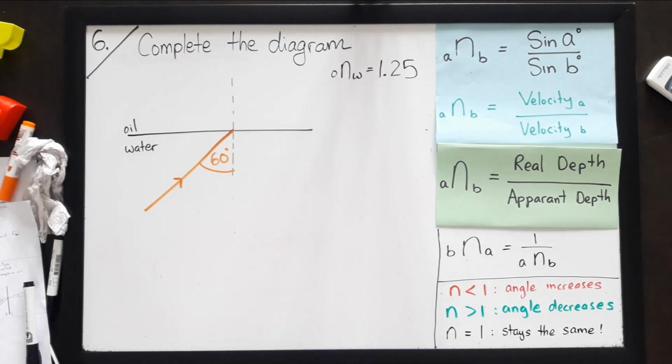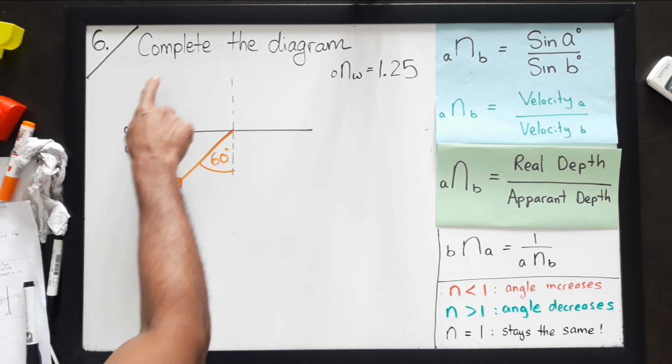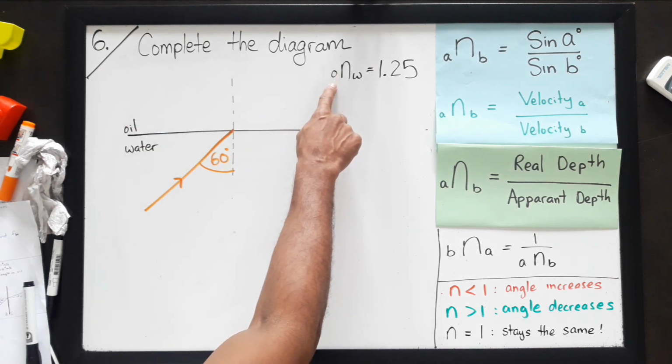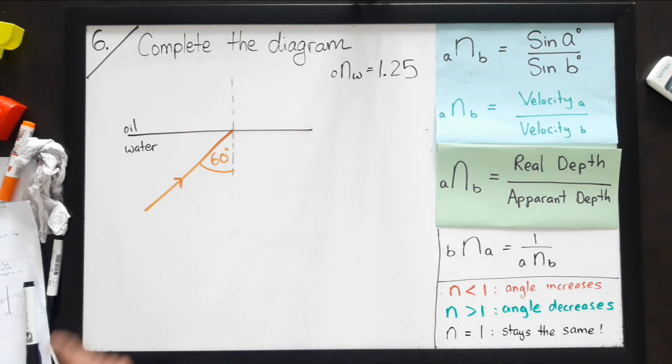Alright, so let's try another question. It's a trick question. Your job is to try to complete the diagram. So let's see what's happening here. Here we have light going from water to oil. Now the examiner has given us the refractive index in the opposite direction, from oil to water.